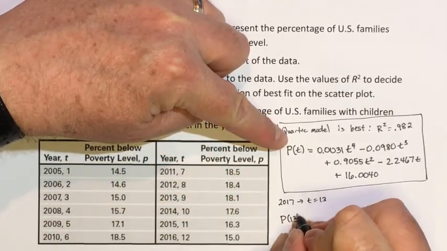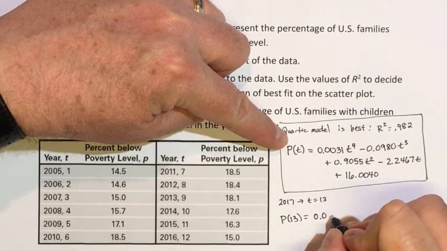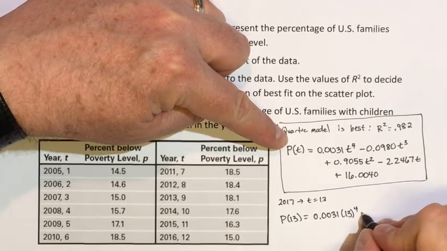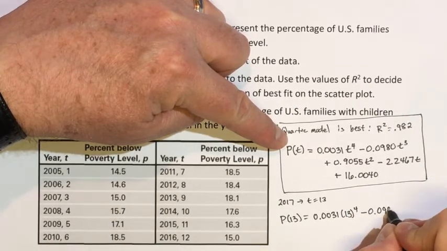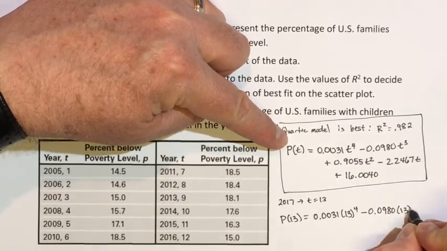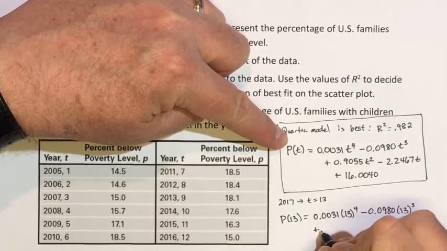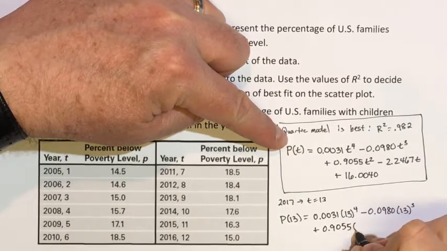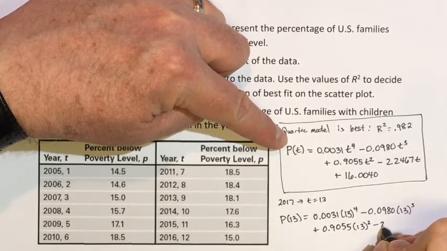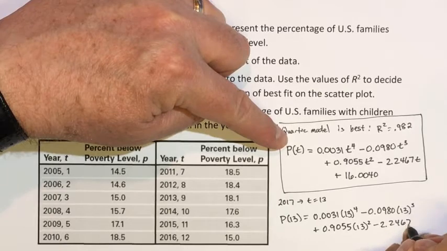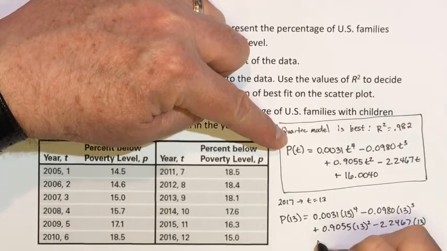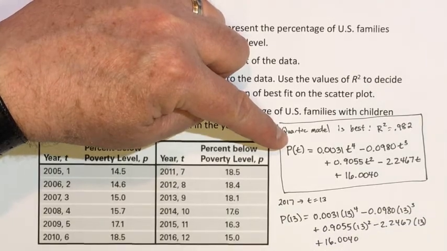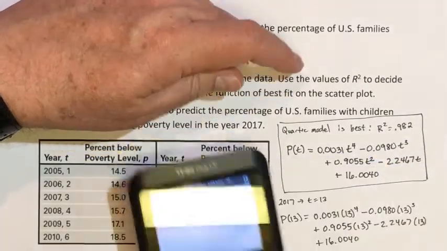So P of 13 is going to equal 0.0031 times 13 to the 4th power minus 0.0980 times 13 cubed plus 0.9055 times 13 squared minus 2.2467 times 13 plus 16.0040. And I'm going to punch that in my calculator to see what we get.